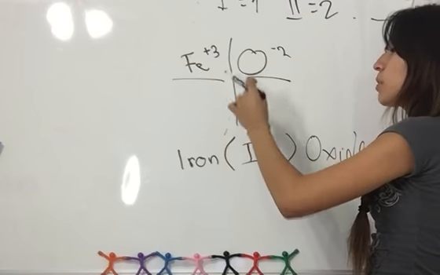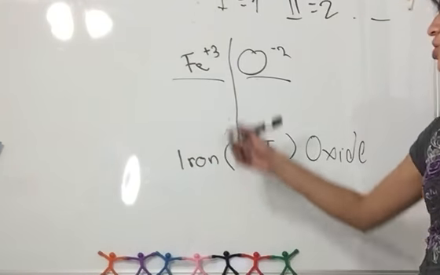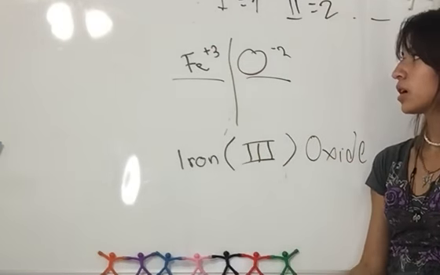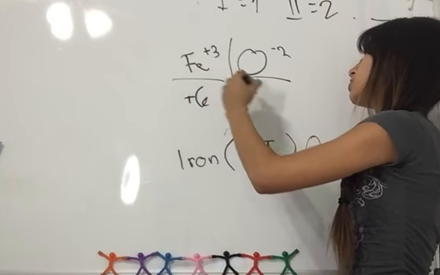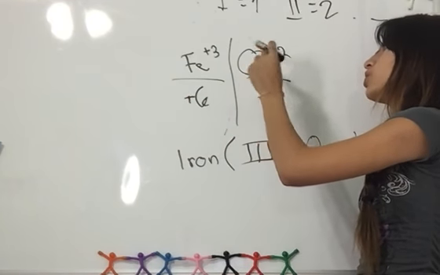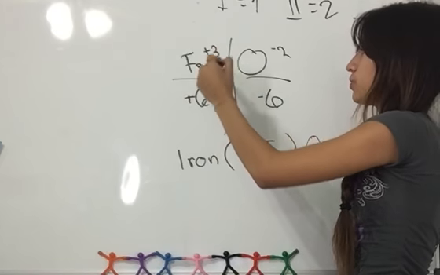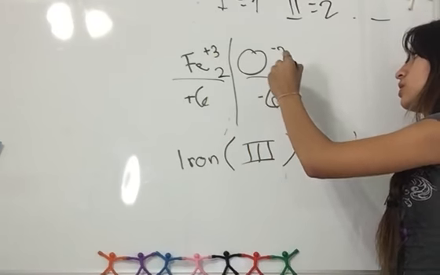So this is what we did when we did aluminum and sulfate. So it's just the same thing. So what is the least common multiple of 3 and 2? It's 6, because by multiplying each other, it's just 6. And this would have to be -6. So what times 3 equals 6? 2. And what times -2 equals -6?